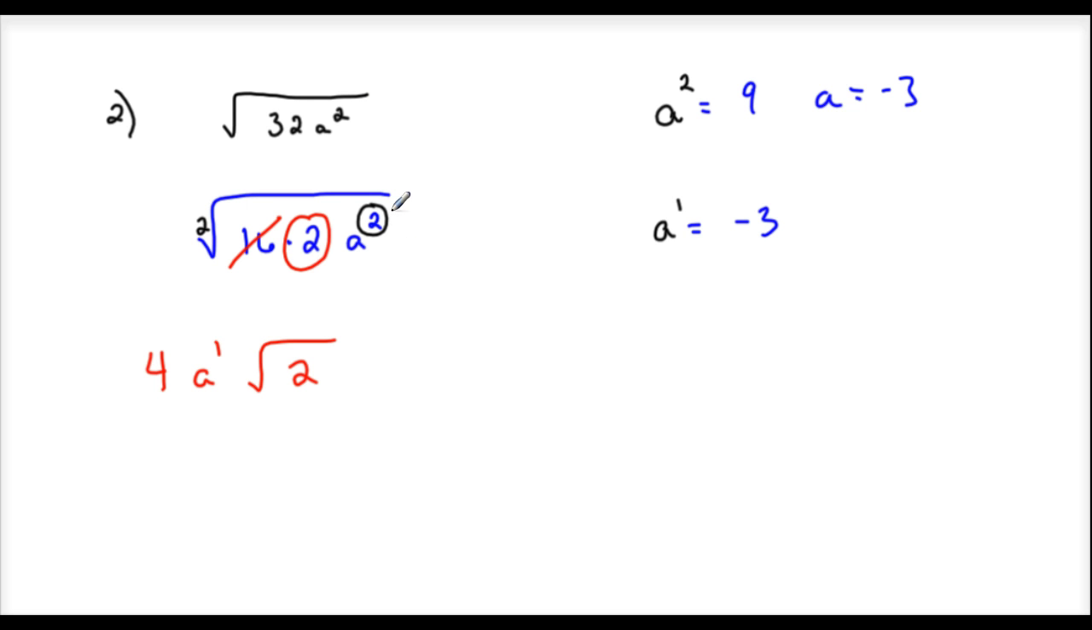So if your exponent's even, and it comes out of the radical sign as an odd exponent, to protect its value or its sign, I'm going to put an absolute value here. So this becomes 4 times the absolute value of a radical 2.